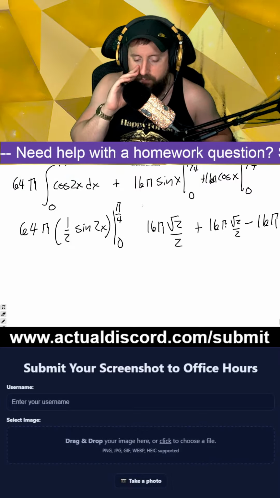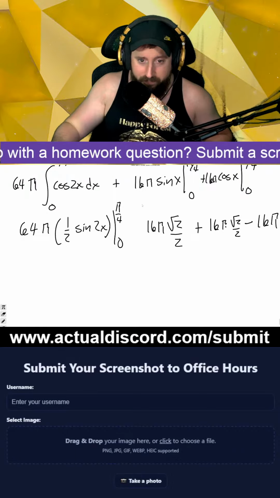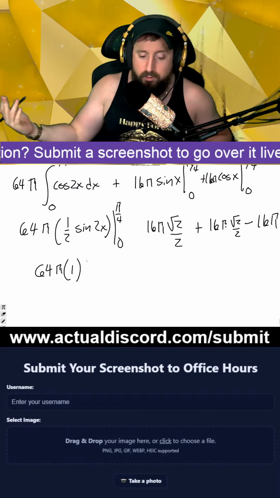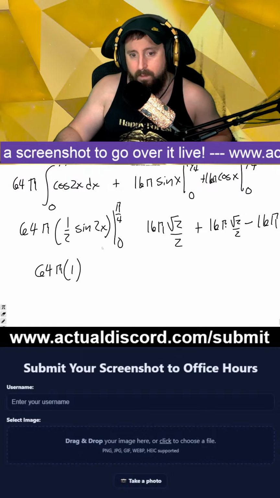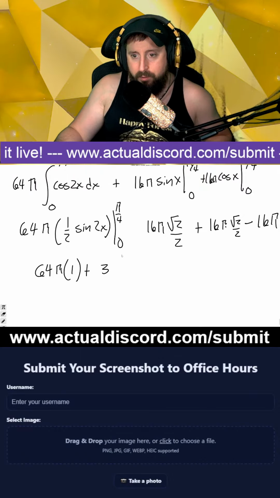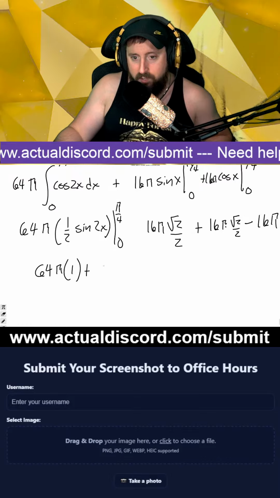Sine of 2 times pi over 4 is sine of pi over 2. Sine of pi over 2 is 1. So 64 pi times 1. Sine of 2 times 0 is sine of 0, which is 0. Okay, so then this is plus 32 pi over 2, so that's 16.